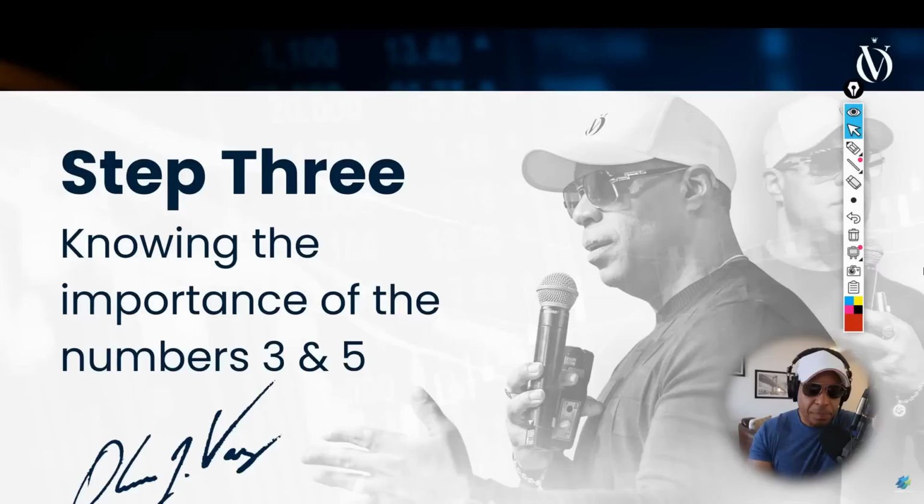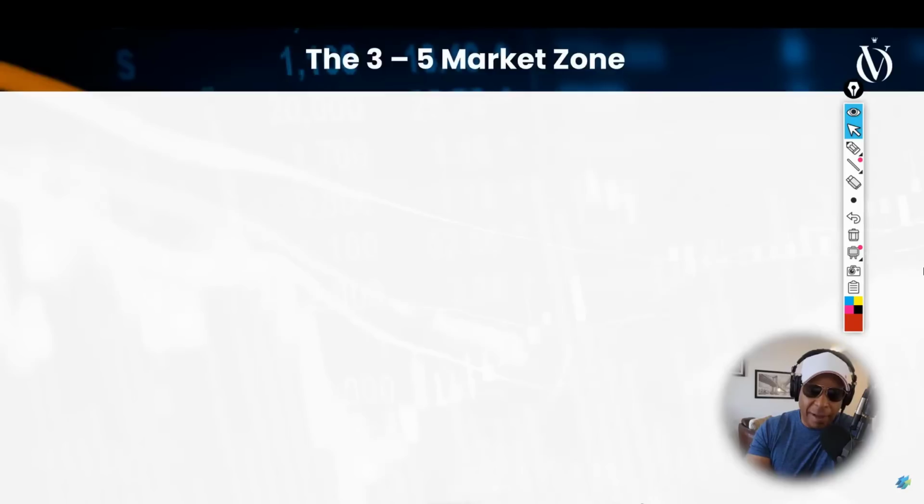Now, let me explain this to you guys. This is very powerful. Now, knowing the importance of the numbers 3 and 5, markets tend to turn or have a tendency to turn after it's done something 3 times in a row. And if it continues, it has an even more powerful tendency to change after it's done something 5 times in a row. So 3 is the first stop, 5 is the second stop.